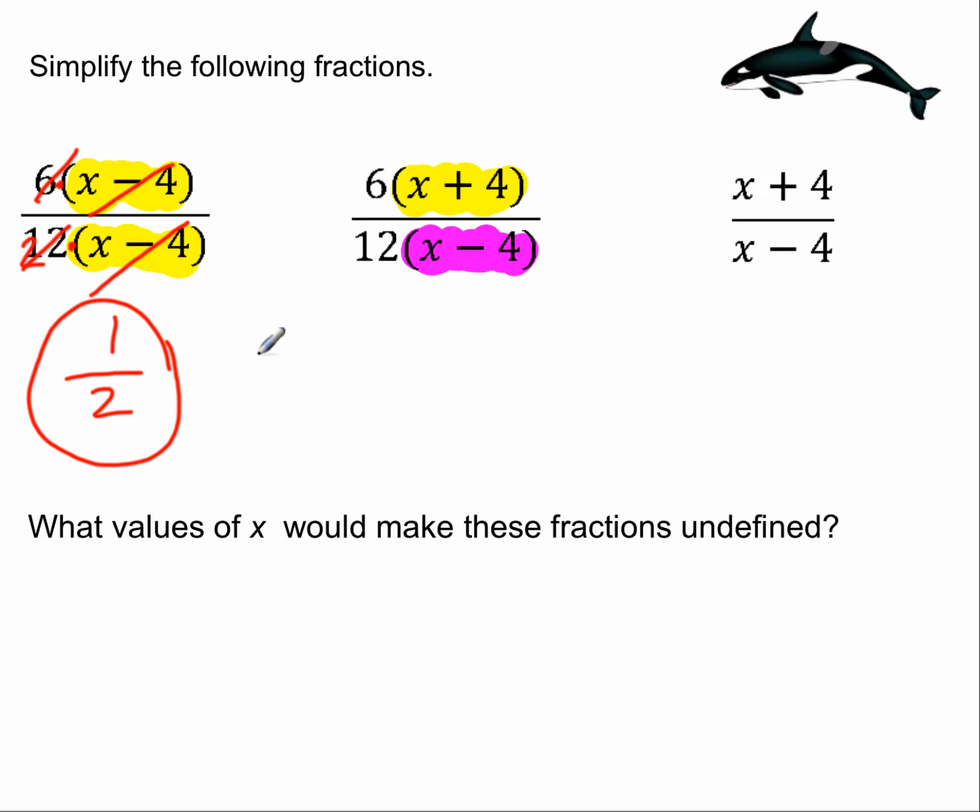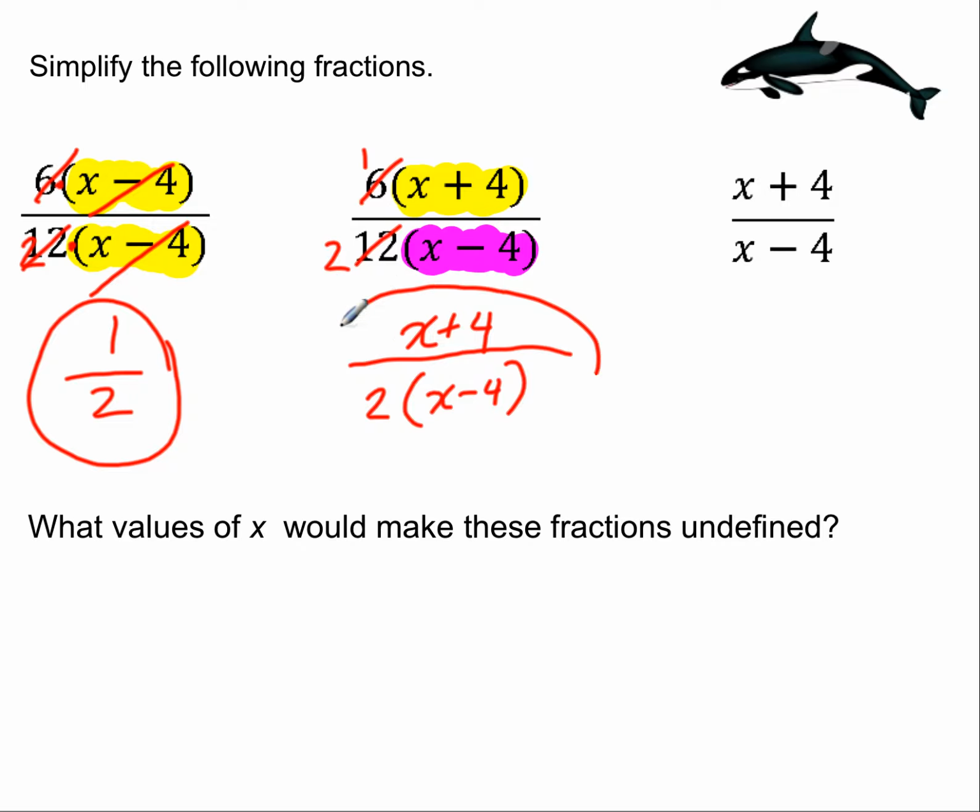That's my answer. Over here, my x plus 4 and my x minus 4 actually don't cancel out, but my 6 and my 12 do. So what do I have? 1 times that yellow unit, so x plus 4. And I don't need parentheses anymore because it's just 1 times that and nothing else is up there, so I can take the parentheses away. On the bottom, however, I do need to keep the parentheses because the 2 is there. Or if I wanted to, I could distribute the 2 into the parentheses. But that is as simplified as I can get that fraction.